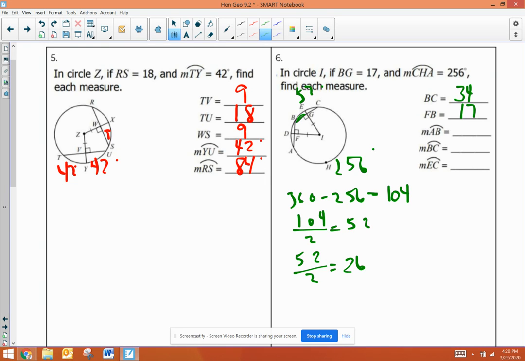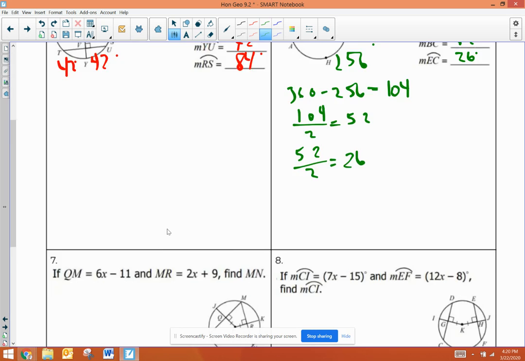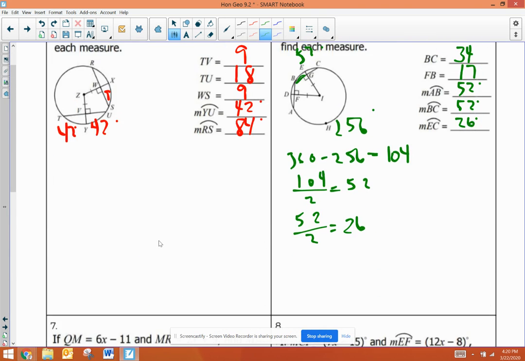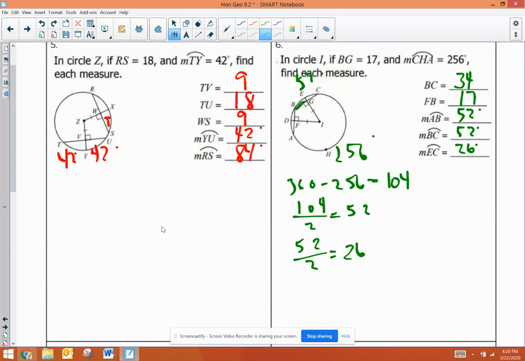Okay. So the measure of arc AB, that's the whole thing. So that'll be 52 degrees. Measure of arc BC, also the whole thing, 52. The measure of arc EC, that's half, so that's 26 degrees. Not too shabby. And again, that was fast. Pause it, listen, re-listen.